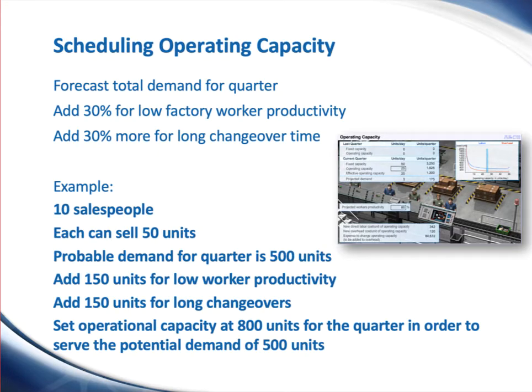So in other words, if we want to have enough for 500 units to be sold in the quarter, we probably have to set the operational capacity at 800 units for the quarter to actually be able to serve the 500 units that we forecasted.